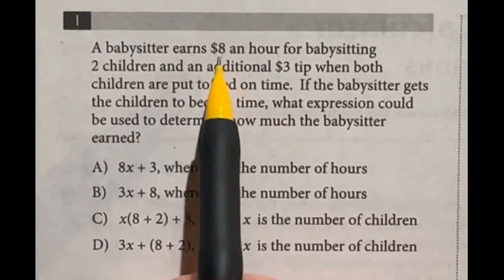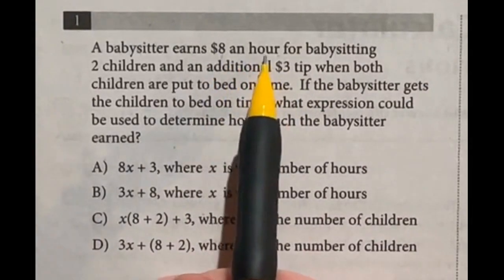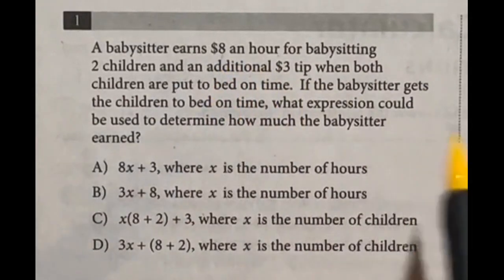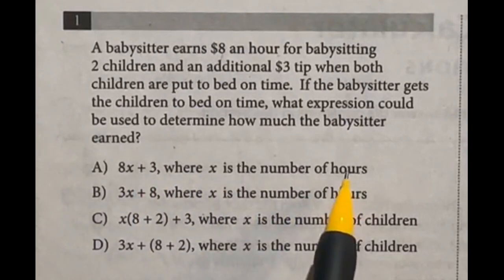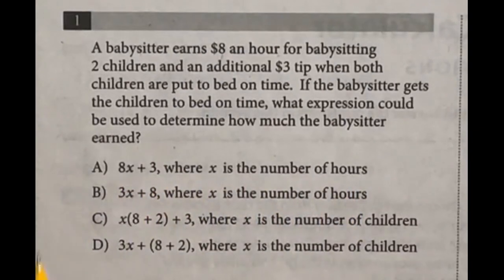But the 8, they get $8 per hour. So that's the one that's affected by how many hours they're doing it. So in this case, it says here 8x plus 3, where x is the number of hours, which is indeed what we want to be affecting the 8. So our answer is A.